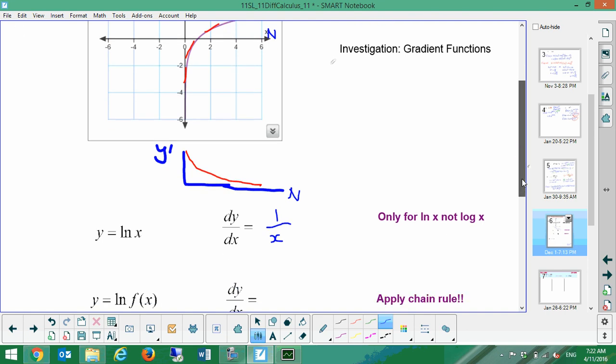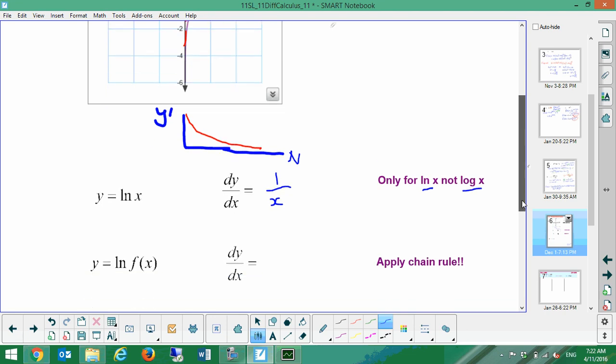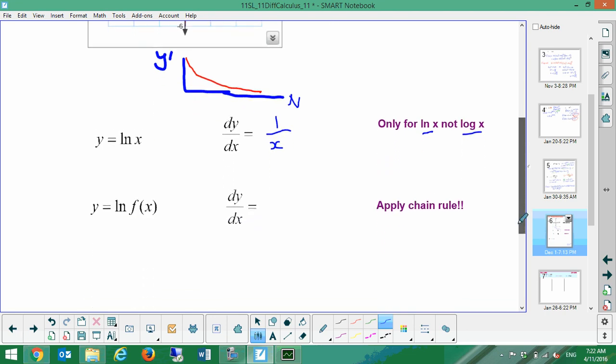Note that this is only going to work for a natural log, not for a log base 10. So in this case we're always working with the log base e, ln, which is the base e.